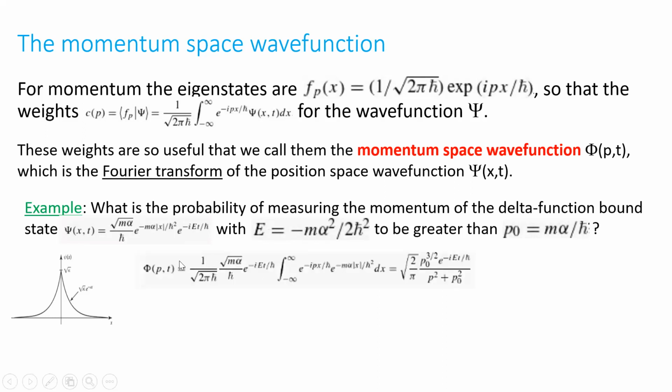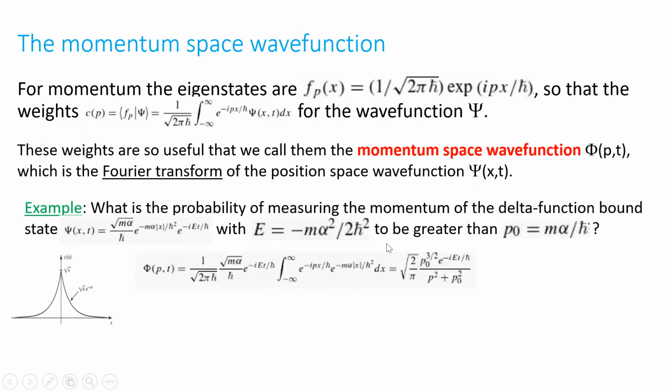We do that by using this formula here and finding the momentum space wave function, which would be the Fourier transform of the delta function bound state. So we have the 1 over square root of 2 pi h bar, this constant. We bring out the e to the minus i E t over h bar times the integral of e to the minus i p x over h bar times this x dependent term here. So all of these terms are in here. And if we do that integral, you get the square root of 2 over pi, p naught to the 3 halves over p squared plus p naught squared, times this time dependent exponential. Okay, so we've got the momentum space wave function here.